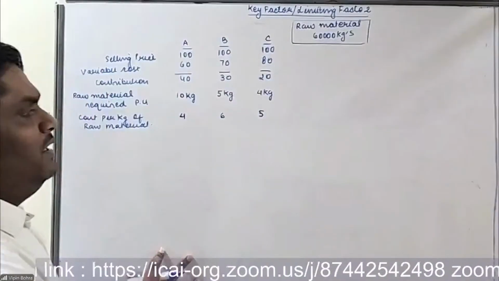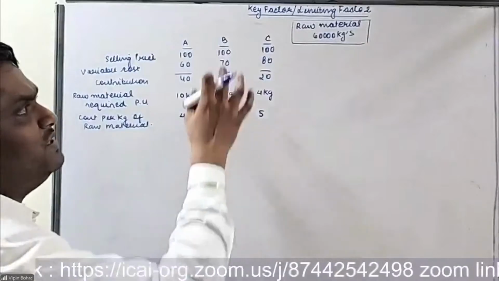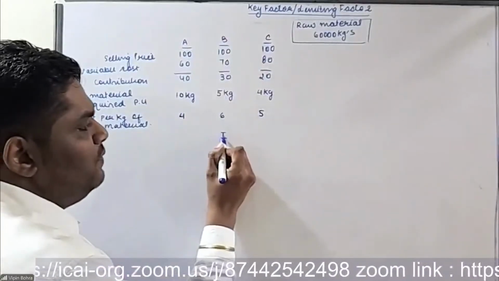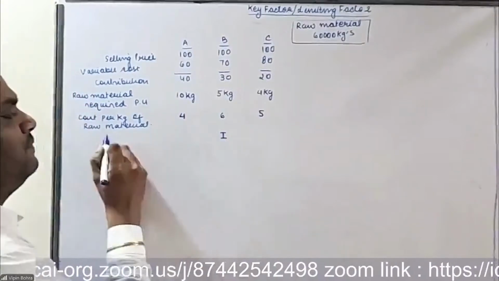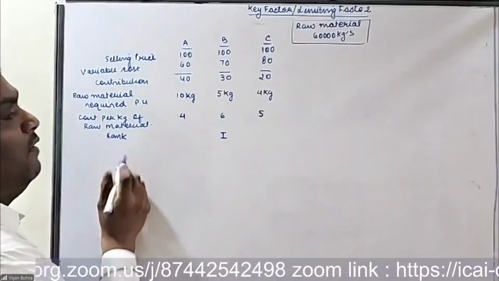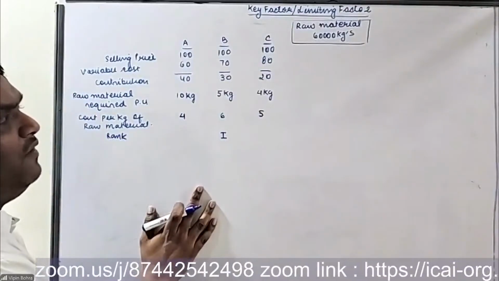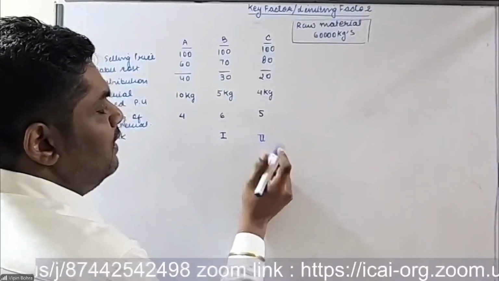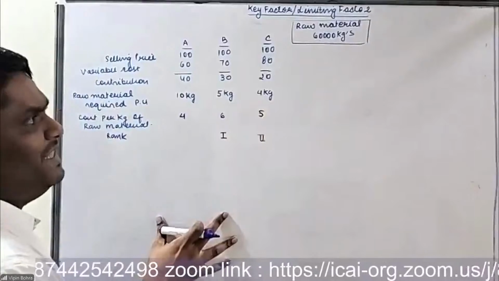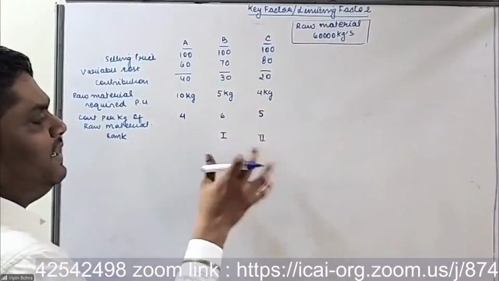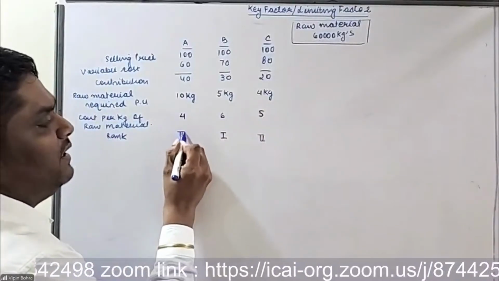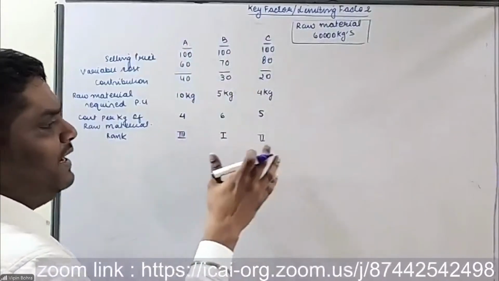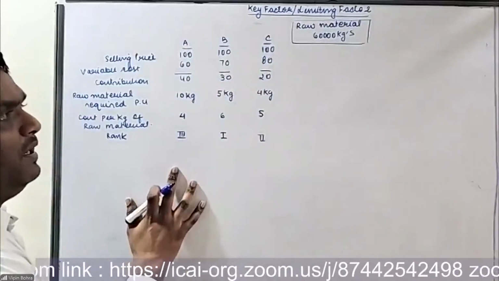So herein, since the contribution per kg of raw material is highest in case of B, it is advisable to manufacture product B. Further, after meeting the demand of product B, we should manufacture product C. And if any raw material is left out after manufacturing B and C, we will manufacture A. So the first priority should be given to product B, then to product C, and then to product A.